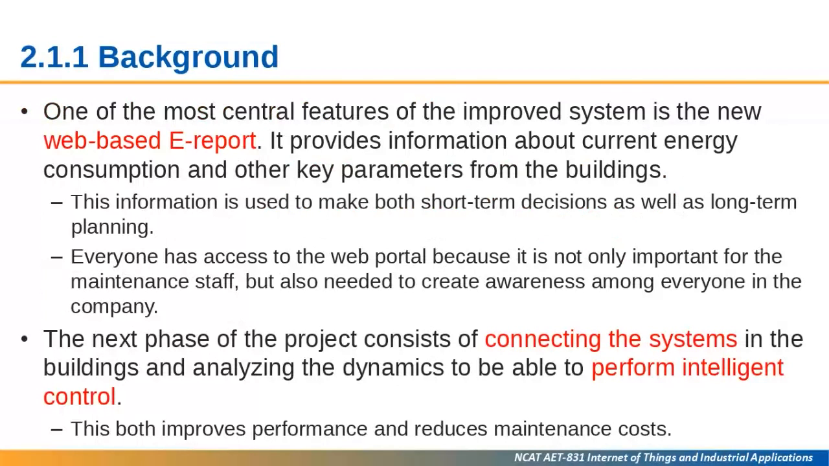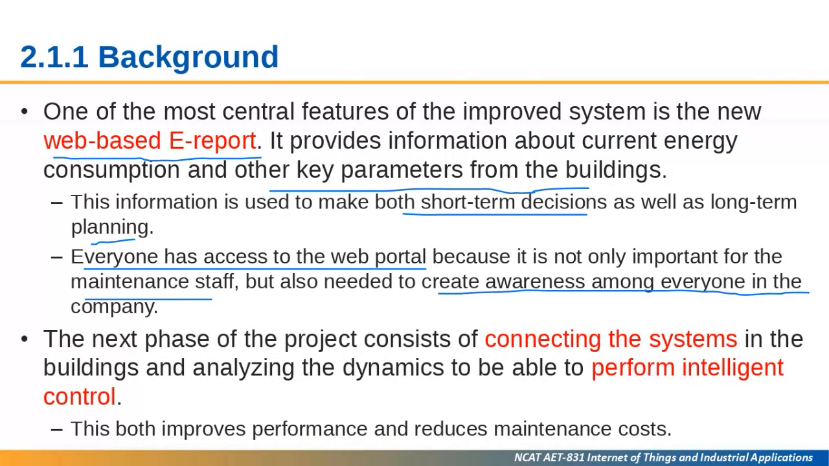One of the most central features of the improved system is the new web-based e-report. It provides information about current consumption and other key parameters of the building. It's to be used to make short-term decisions as well as long-term planning. Everyone has access to the web portal because it is not only important for the maintenance staff, but also needed to create awareness among everyone in the company. So it is accessible to everyone.